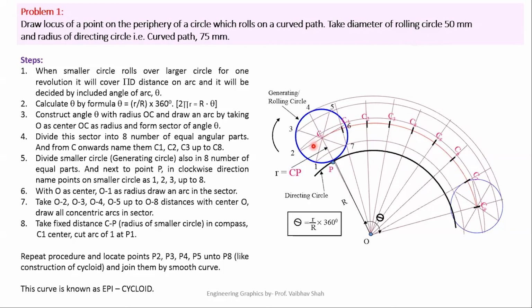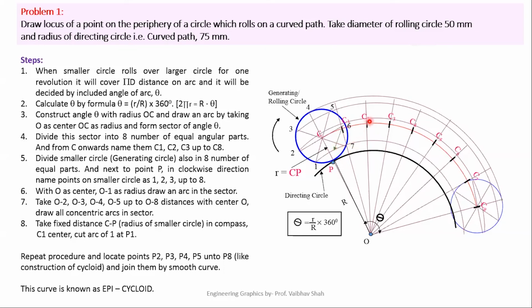So now take out your rounder once again. Select radius equal to small r, or your CP distance like this, which is the radius of your rolling circle. Select it on your rounder. After selecting this radius, put your rounder at C1 and try to cut the circular line passing from this 1. So this is point 1, this is the circular line passing from 1. So you have to cut this line passing from this 1. Put your rounder at C1 and try to cut this line like this.